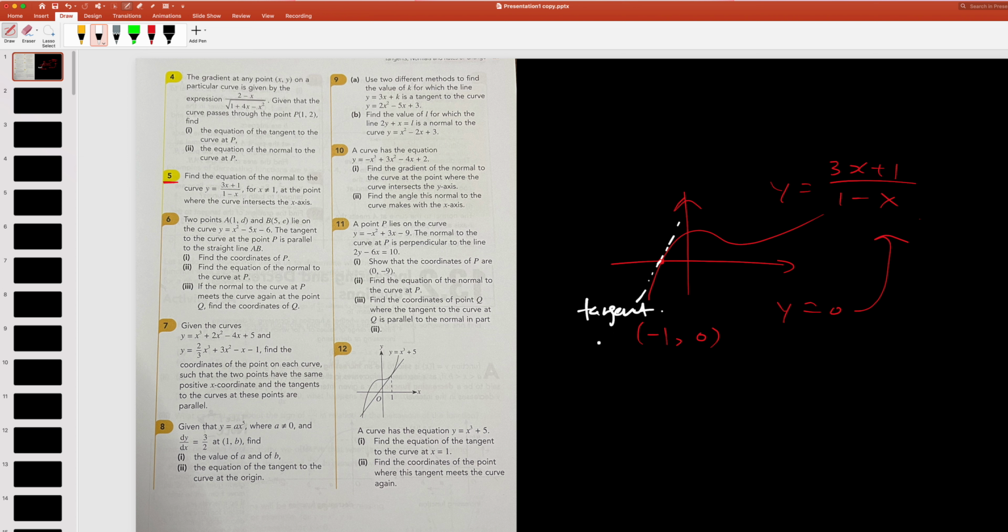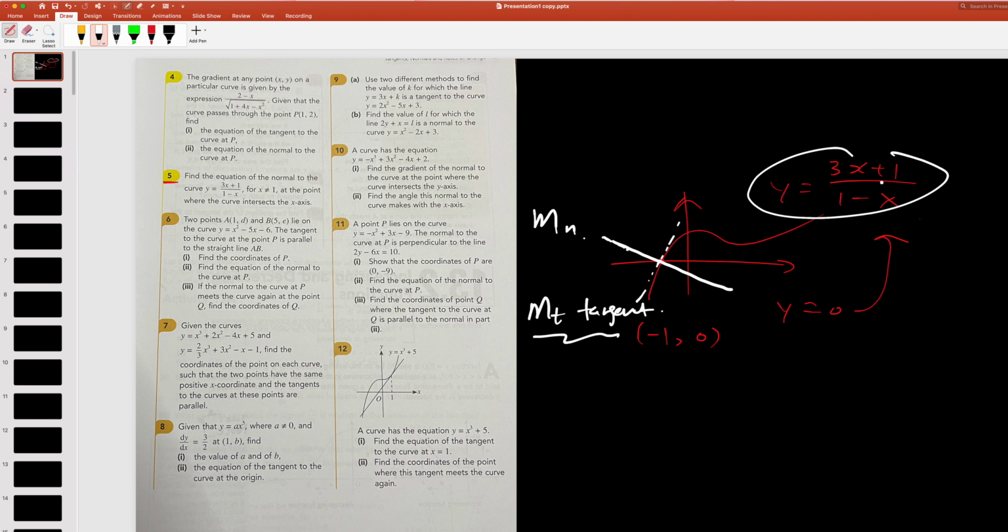The normal is perpendicular to the tangent, so that means m1 times m2. Your tangent, I call it mt, and this is the mn. The gradient of the normal, the gradient of the tangent. So you should be able to get your mt. How? This is the dy/dx. So you just find the first derivative of this one.